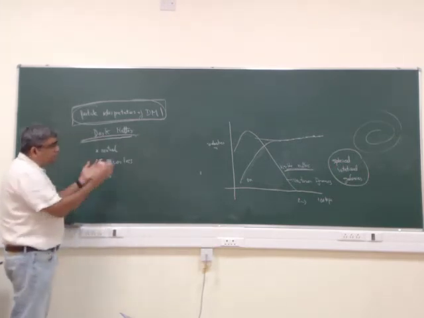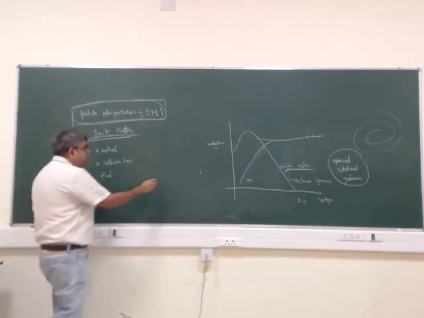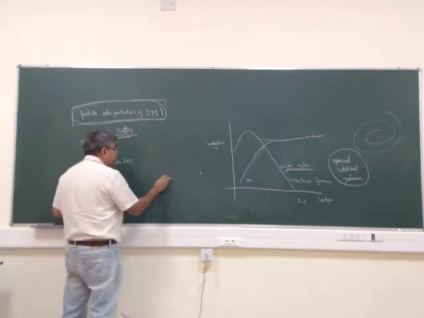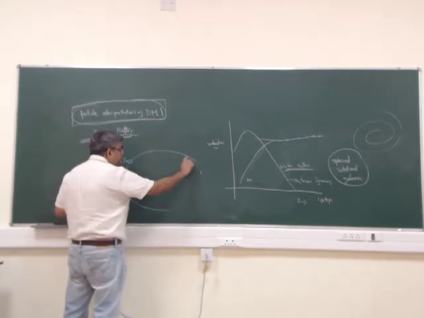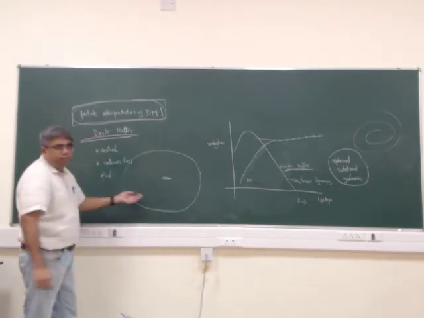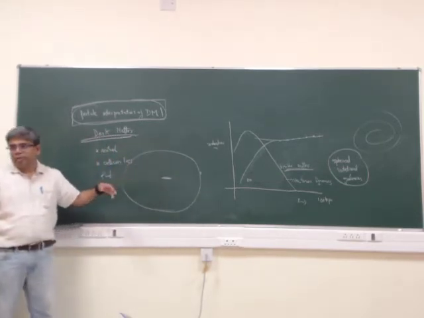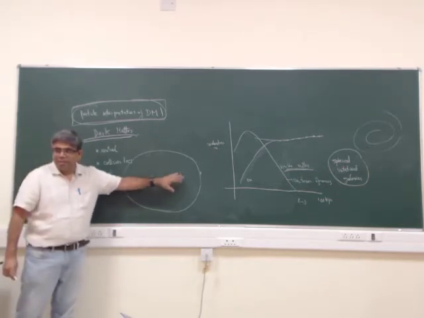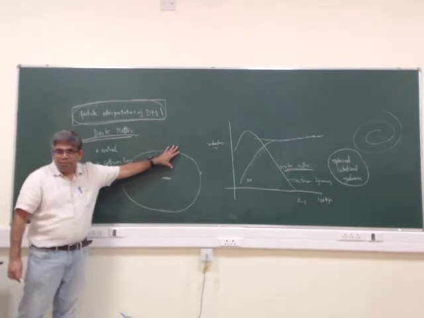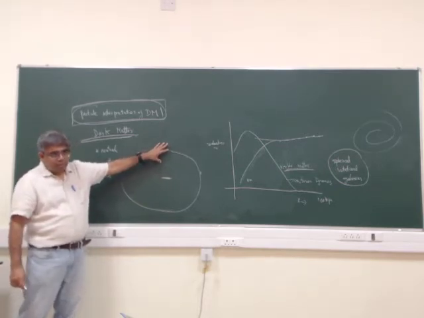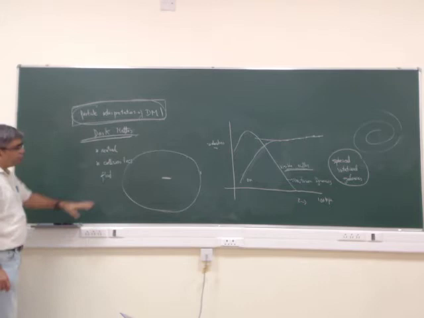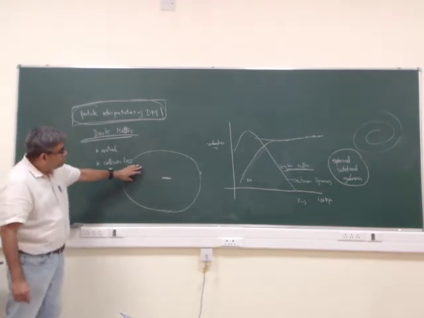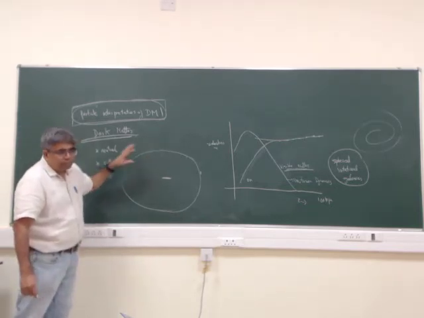There's a galaxy like this, which has a disk, and you have some dark matter around it, an envelope of dark matter. What you see as the Milky Way is this, but the actual Milky Way also contains the dark matter which engulfs it completely, which we don't see. It's of extremely low density.